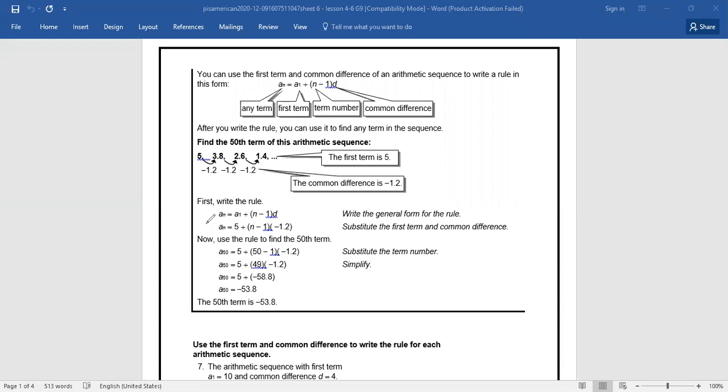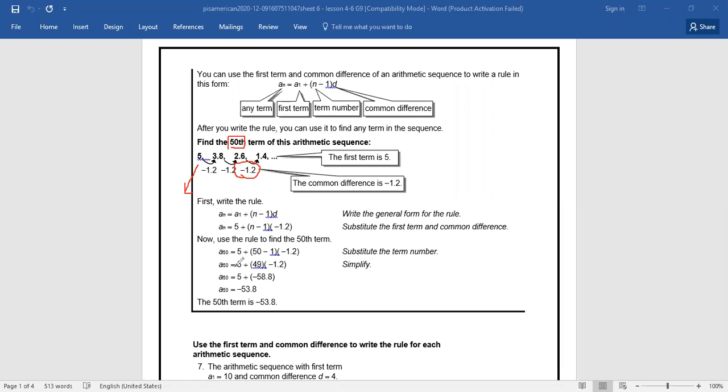Okay, we will go back to the formula, and we have to write it at the beginning. We have to write the general form, which is an equals a1 plus n minus 1 times d. We will identify where the first term is. So this is the first term, which is 5. Where is the common difference? This is the common difference. He's looking for the 50th term. So I will go back to the general form and substitute.